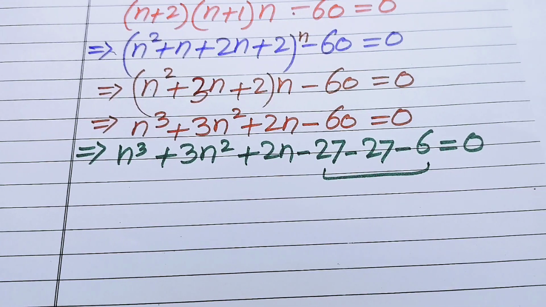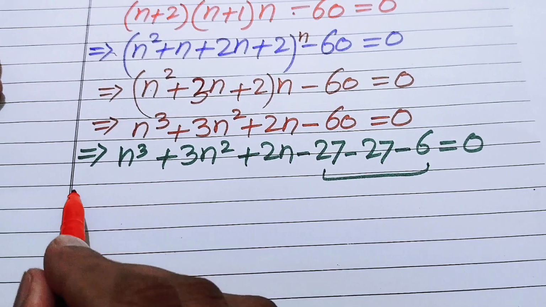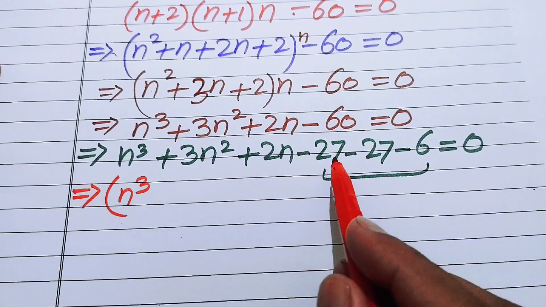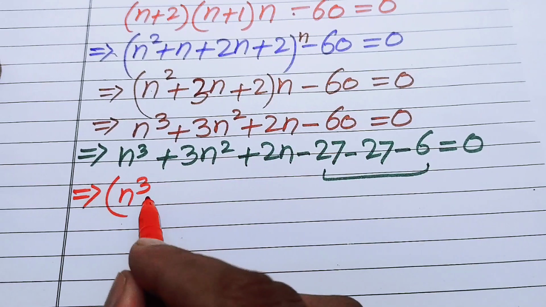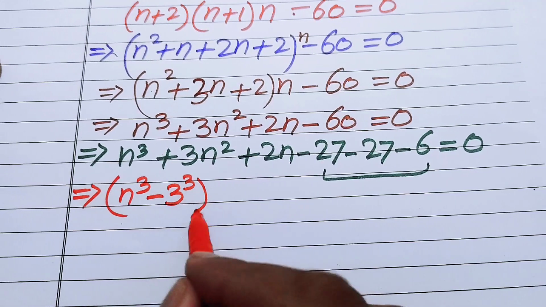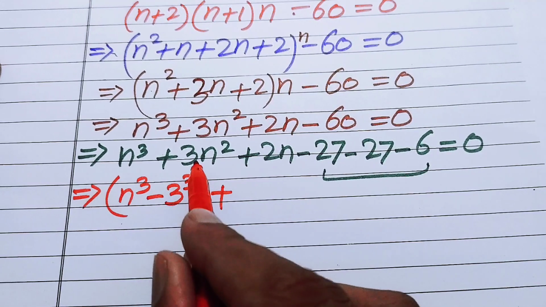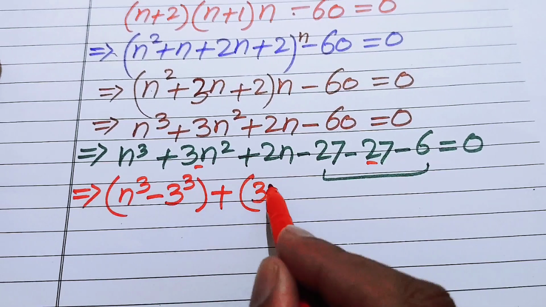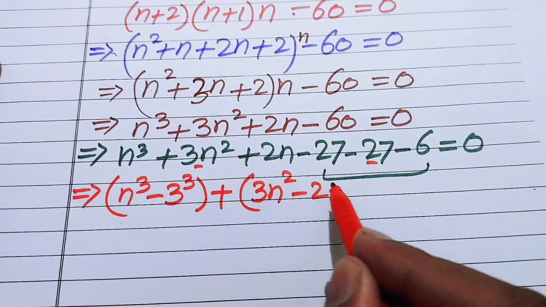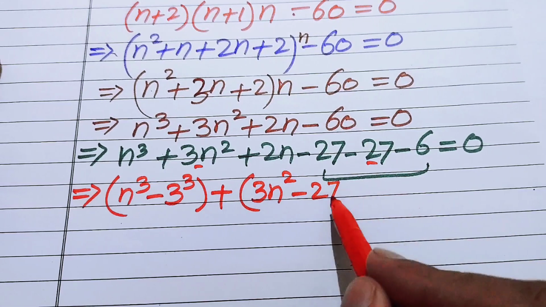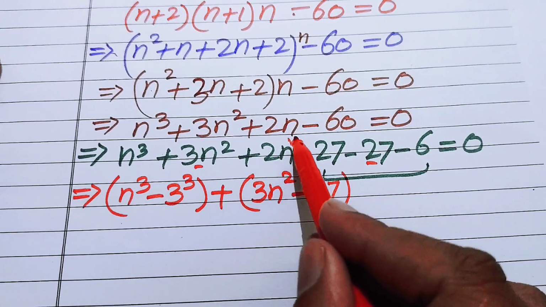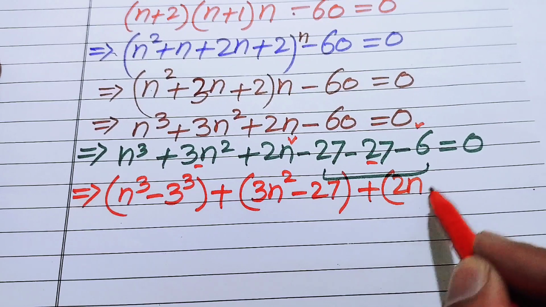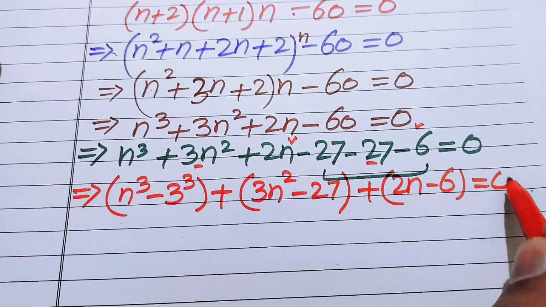So in the next step we will rearrange the terms. We can combine this n cubed with this minus 27, and you know that minus 27 will be equal to minus 3 cubed, plus we will combine 3n squared with this minus 27. This and this are combined and we get 3n squared minus 27, and after that we will get this 2n and this 6, so we can write it as plus 2n minus 6 equals 0.